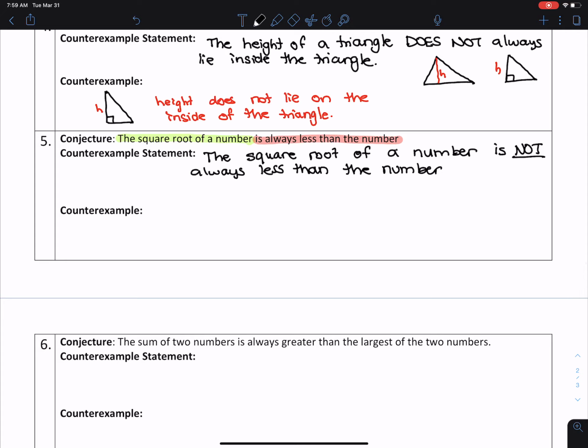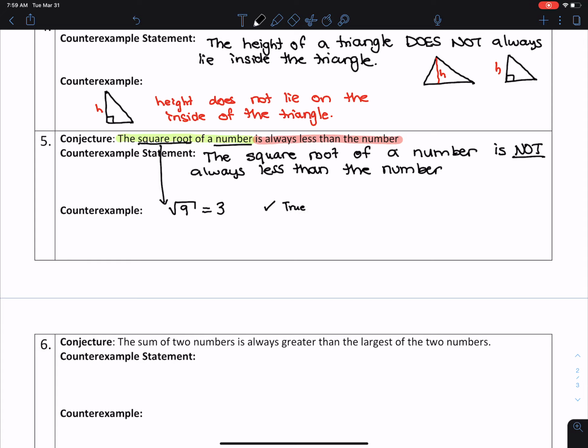So let's decompose these words. The square root is referring to this symbol here that we've talked about in the radical section. So we're going to take the square root of a number. So I'm going to take any number. Let's say I take the number 9, okay? And the answer to this is 3. So the square root of the number is always less than the number. So my 9, the square root of 9 was 3, which is less. So this is a statement that shows my conjecture to be true.